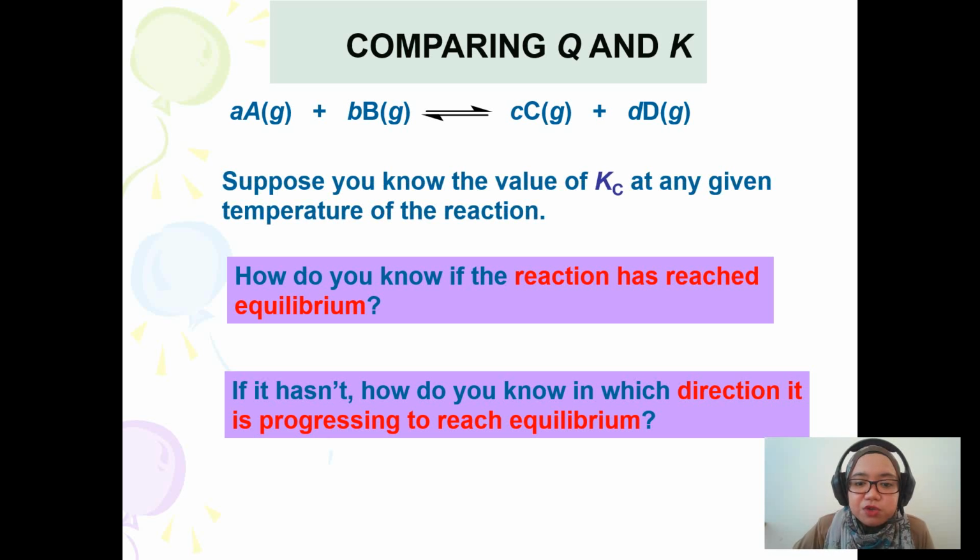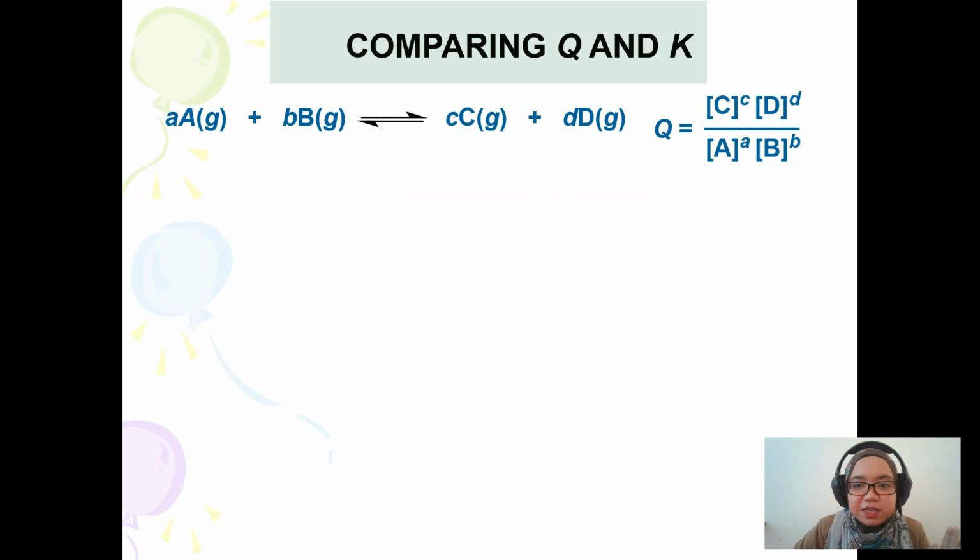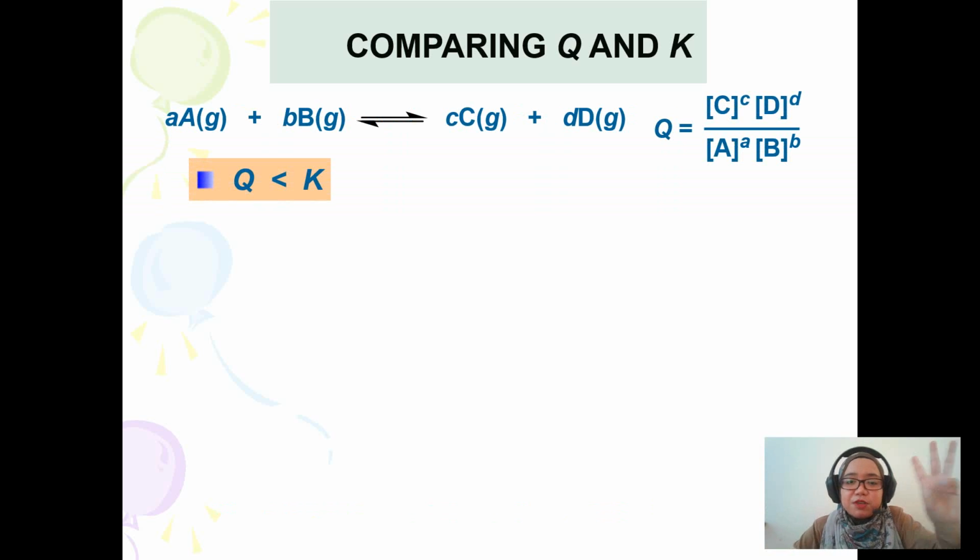Okay, so how do you know if the reaction has reached equilibrium? And if it hasn't, how do you know in which direction it is progressing to reach equilibrium? So we use the values of Q and K to know whether the reaction has reached equilibrium and in which direction the reaction will proceed. Okay, so for example, we have this one. There are 3 possible cases. Now we look at the first case.